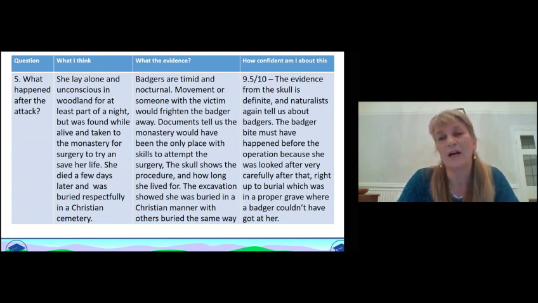So how confident am I about this? Well, I'm fairly confident, 9.5 perhaps out of 10. The evidence from the skull is very definite, and naturalists again tell us about badger behaviour. The bite must have happened before the operation, because if they'd taken all that trouble with the operation and then taken all the care to bury her respectfully and properly, one can't imagine that they would have left her body out for a badger to scavenge at that time.